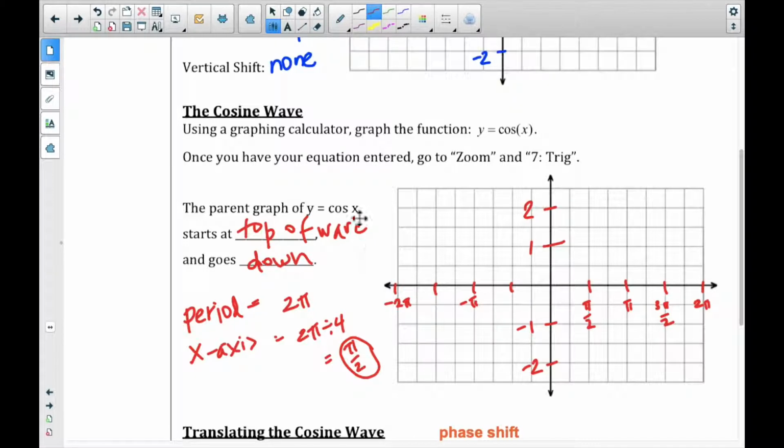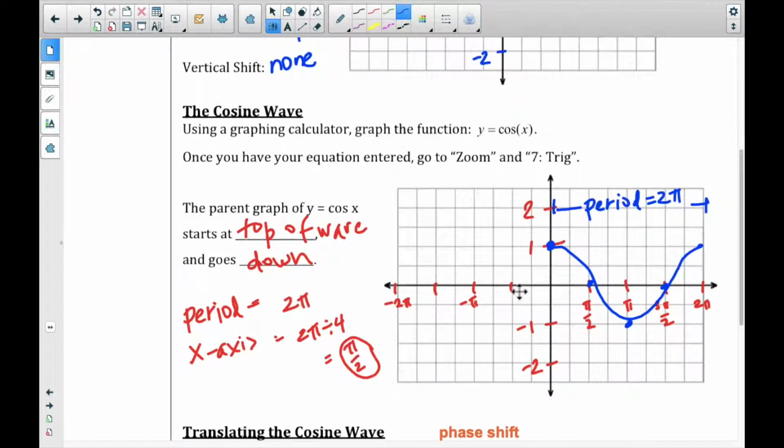So we're going to start at the top of the wave and go down. We start up here at the top and then go down, down, up, up. But again, this is not a V, it is a curve. One period of the cosine curve looks a little bit like this. The period is still 2 pi. It just started at a different spot on the wave.